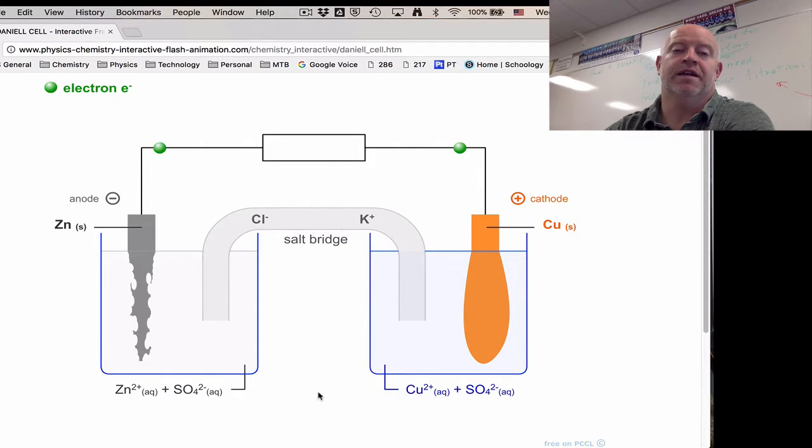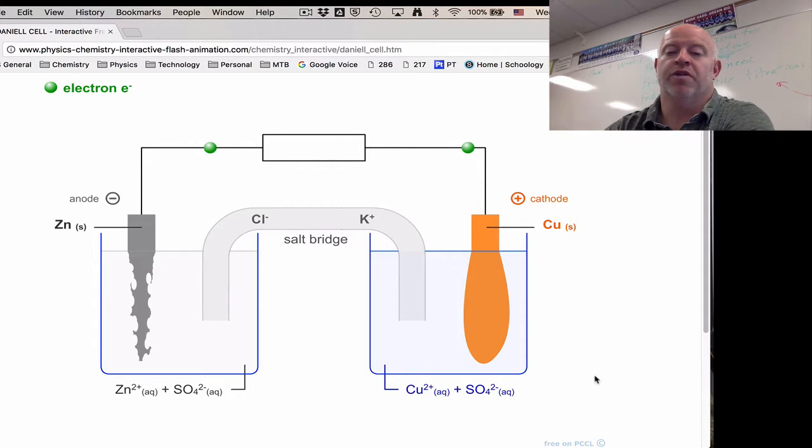We're essentially creating the same thing as a redox reaction, but we're just separating it by a wire. So we're forcing the redox reaction to travel through a wire, which then we can use the energy of these electrons to power our device or to create voltage.